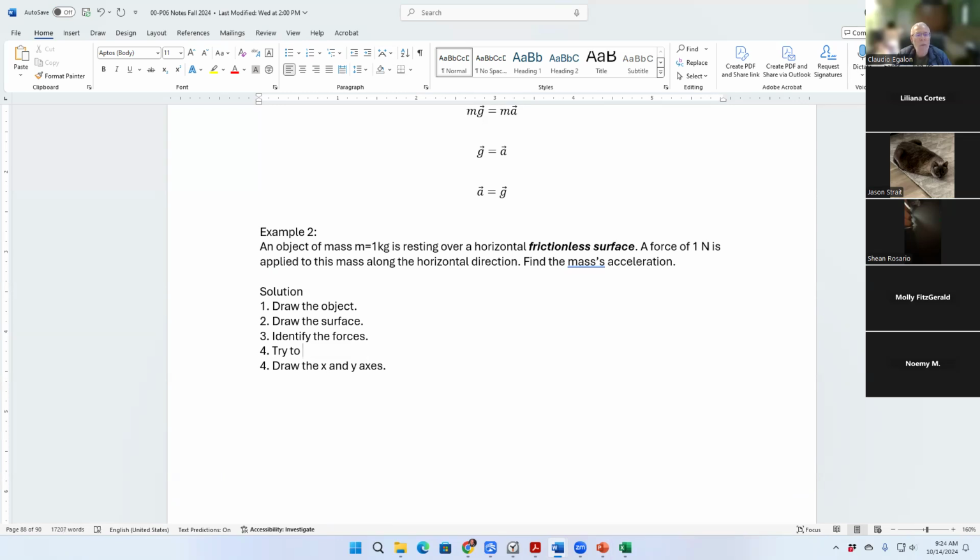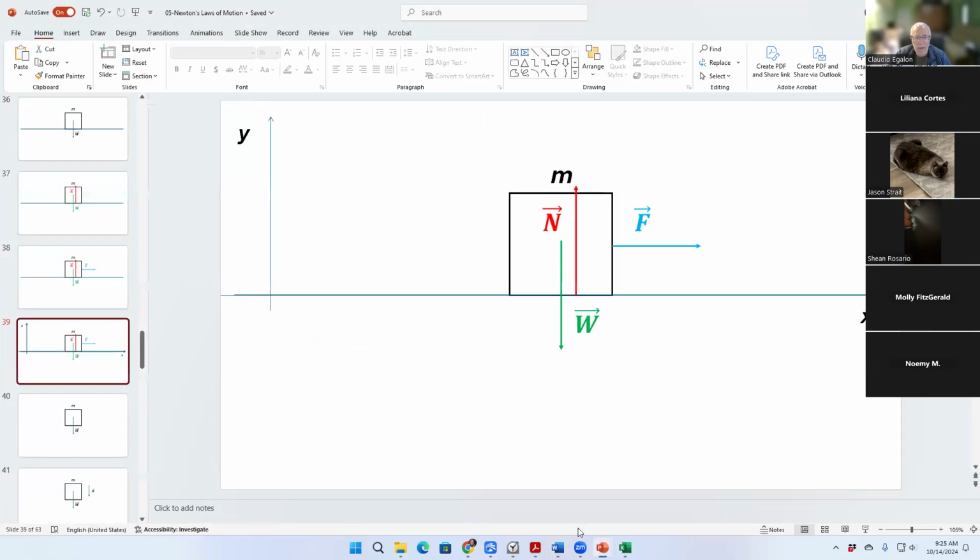Try to deduce the direction of the acceleration from the net force in item 3, right? Draw the X and Y axis. So there's one more thing missing here. Here you go, one more.